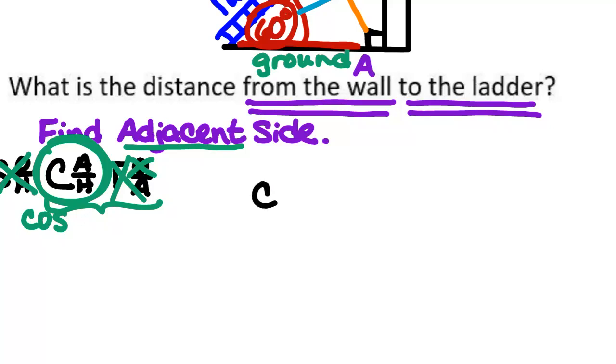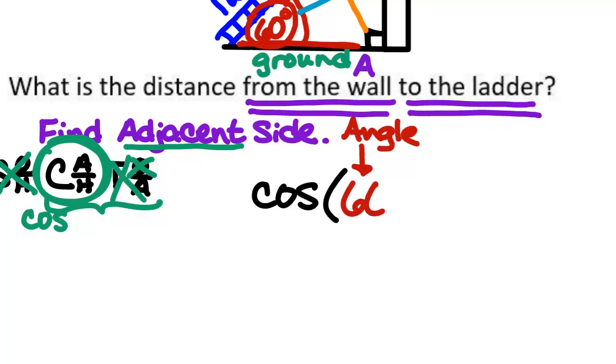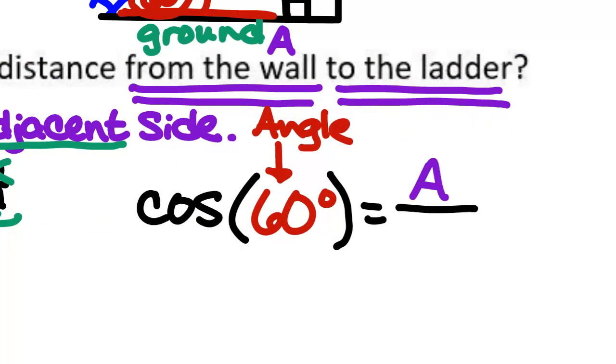So I would have cosine of what? What goes here? 60. Cosine of 60 degrees is equal to what over what? Adjacent side, which we can call A, or we can use X, or we can use Y. This is the side we're looking for. Over 14.